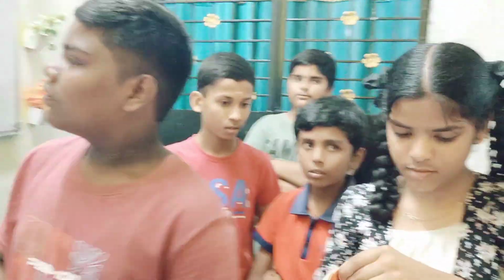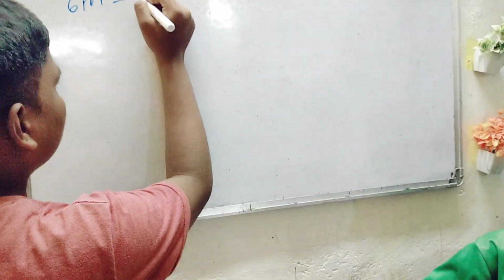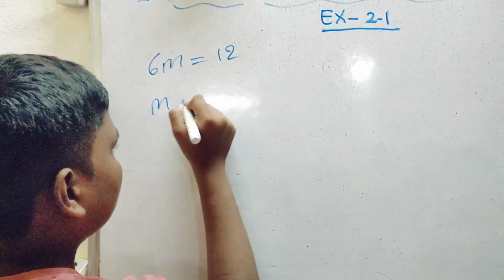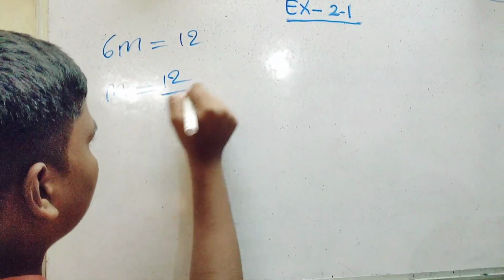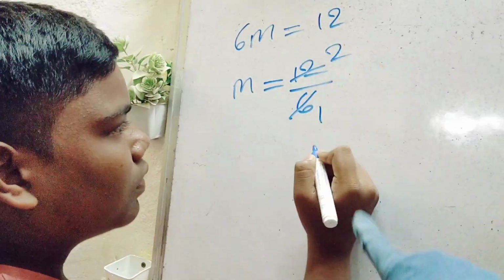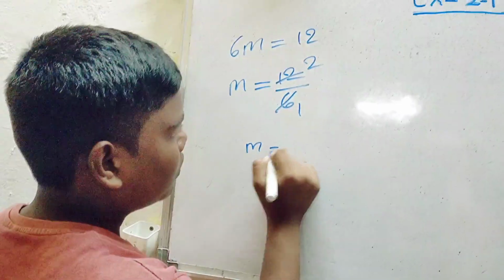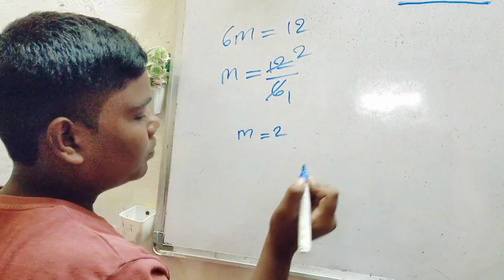Bhagya, take the book, tell him the equation. All these are linear equations in one variable, simple equations. 6m is equal to 12. Everyone, please see whether he is doing it correctly or not. So m is equal to 12 by 6. 6 ones are 6, 6 twos are 12. So m is equal to 2. Yes, very good. Please clap for him.